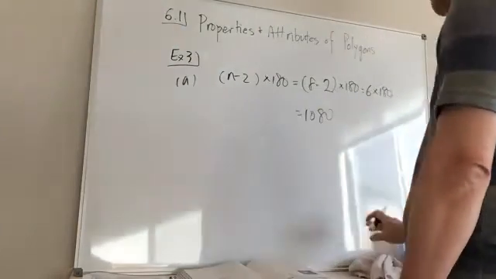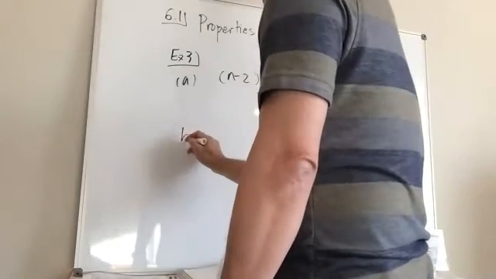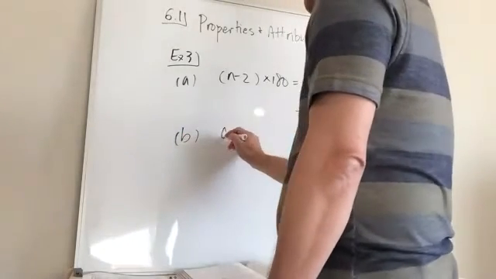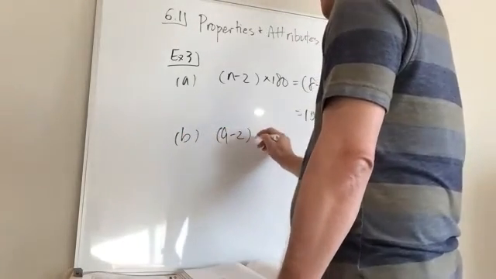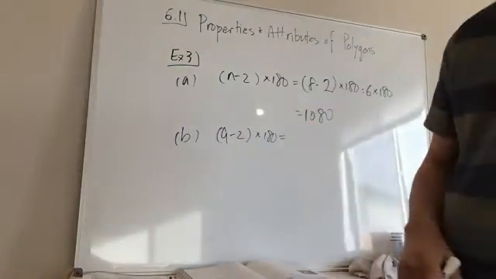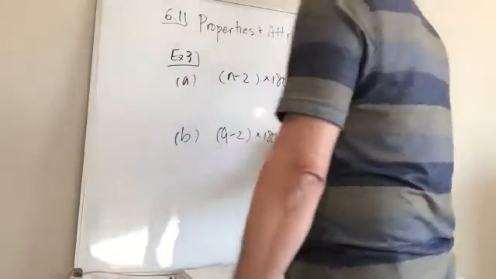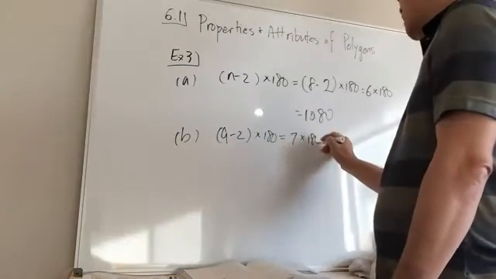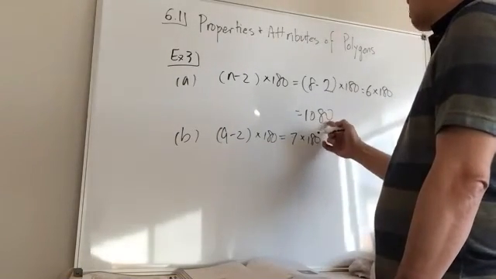Find the measure of each interior angle of a regular nonagon. Nona meaning 9. 9 minus 2 times 180. Let's find the sum of the interior angles first. We're going to have 7 times 180. So guess what? It's this plus 180.